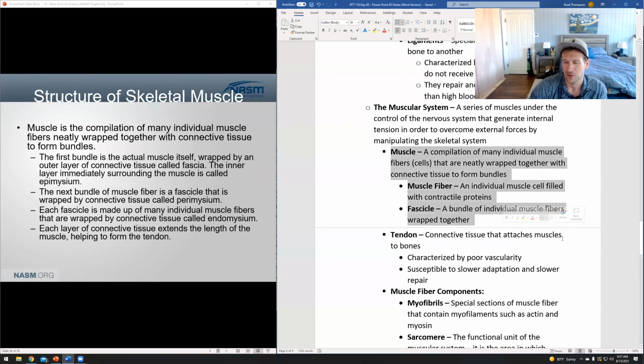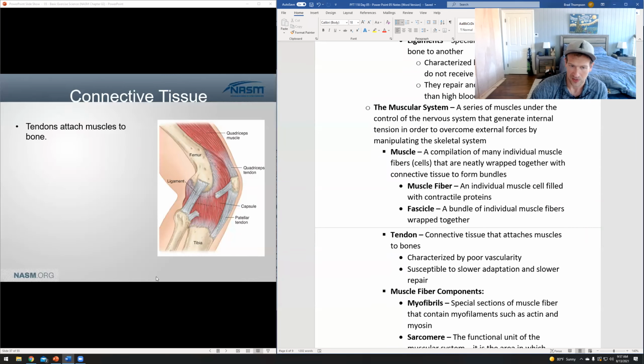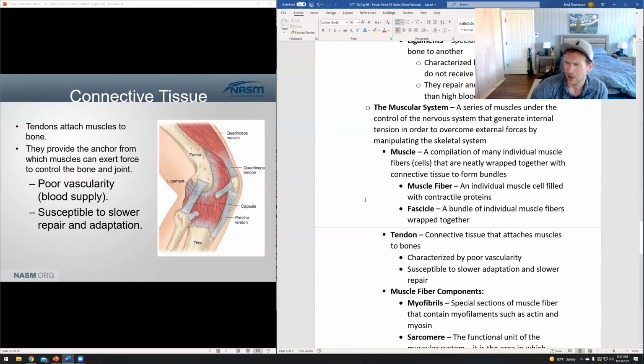So here's the definition for each of those. Like I said, a muscle is a compilation of all of these muscle fibers. A muscle fiber is an individual muscle cell, and a fascicle is a bundling of muscle cells. And there's that picture again.